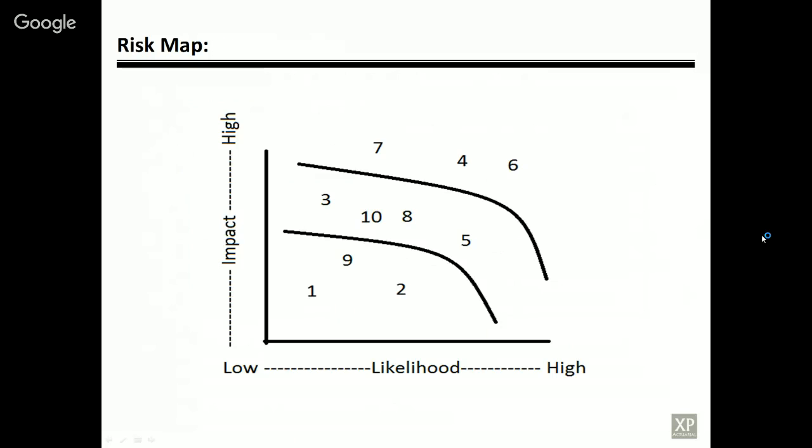The next step is to map these on a chart, with likelihood on the x-axis and impact or severity on the y-axis. And the risks that we want to focus on first are in this upper right-hand corner. Once these risks are addressed, we would then move down to the next level, and then slowly making our way down to the bottom over here.